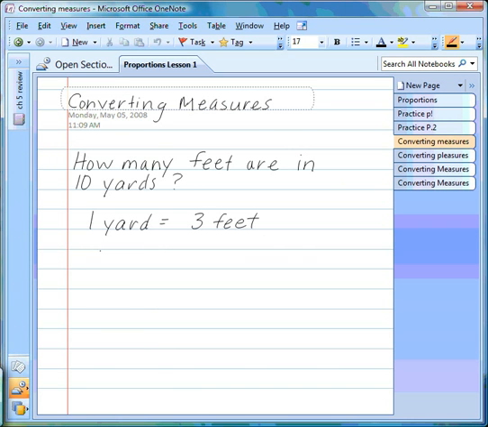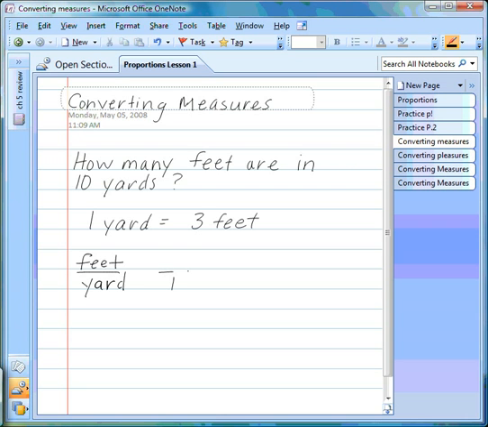So, like in this problem, if you put feet on the top and yards on the bottom, you just have to make sure that you always have feet going across the top and you always have yards going across the bottom. So first you use your conversion amount. 1 yard equals 3 feet. So yard is going to go on the bottom, feet is going to go on top, and then you look up to your problem, how many feet.